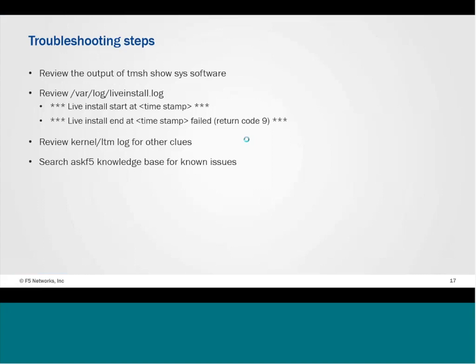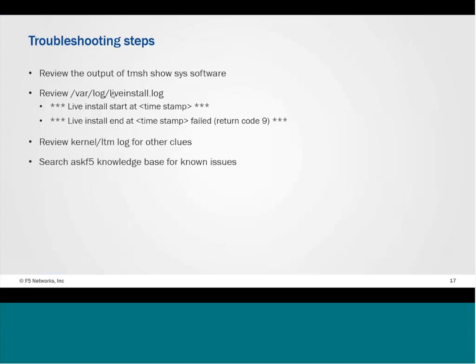So the troubleshooting steps which we had a look at while investigating the upgrade failure were to review the output of the TMSH show software command. This gave us an indication that the upgrade had failed, and the live install daemon tracks the installation of software. So this will be the very first place to look and to page through the logs to see at what point it fails and if there are any clues or pointers we can take a look at.